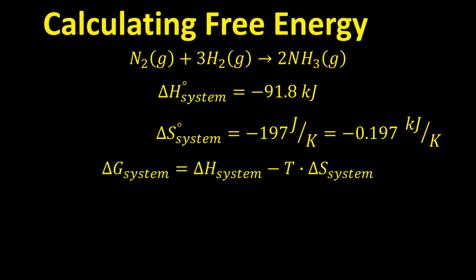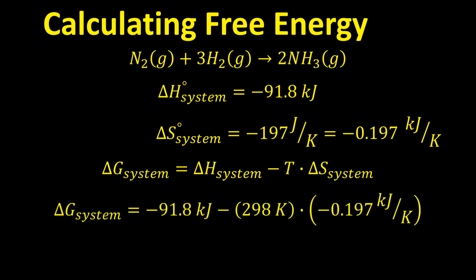And then we're going to use our equation, delta G equals delta H minus T times delta S, and plug in for delta H, T, and delta S. We're just going to assume that the temperature is room temperature, so we're going to plug in 298 Kelvin for that. We've plugged in the delta H and the delta S in the converted unit. And when we simplify, we find that the delta G of the system is negative 33.1 kilojoules.